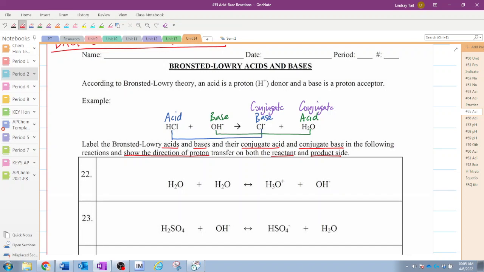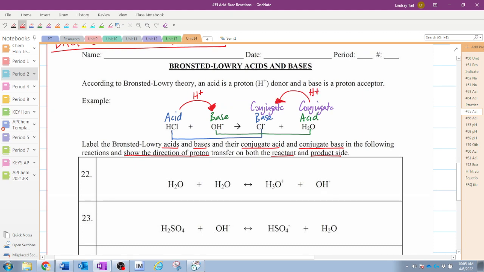And then finishing up with step four, it's about drawing the arrows. The arrows always go acid to base. The acid is the proton donor, the base is the proton acceptor. And then on the other side, conjugate acid to conjugate base.